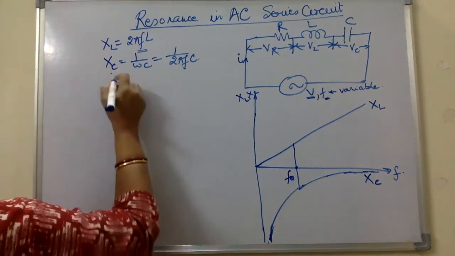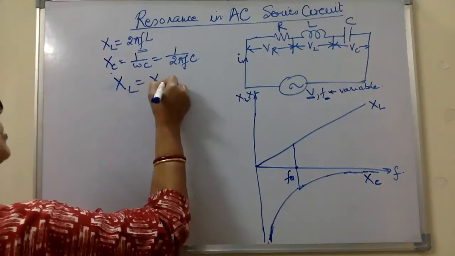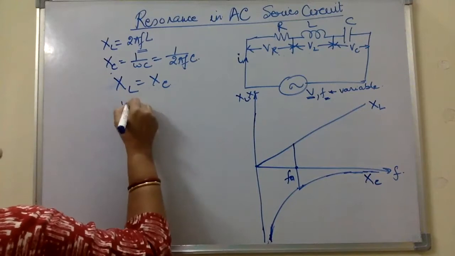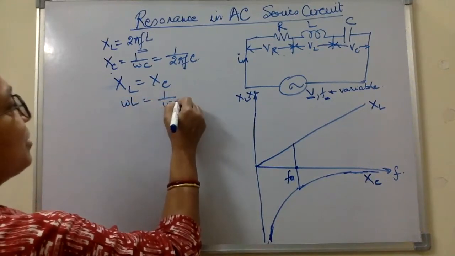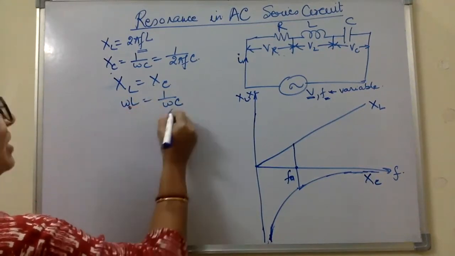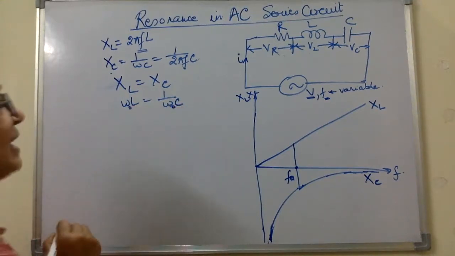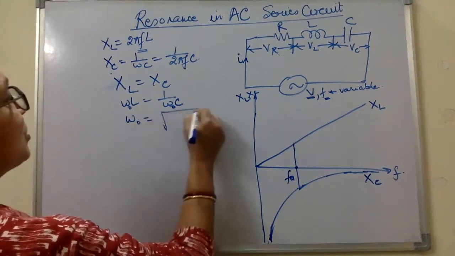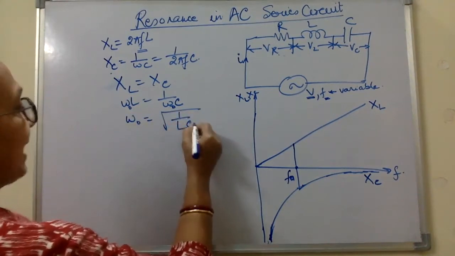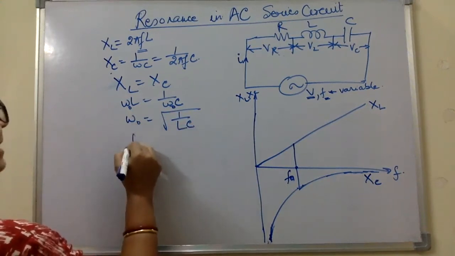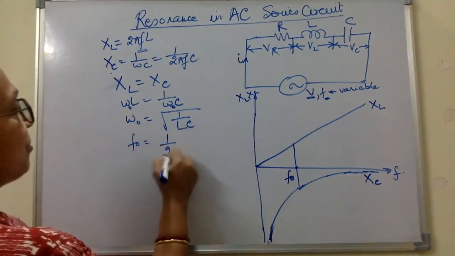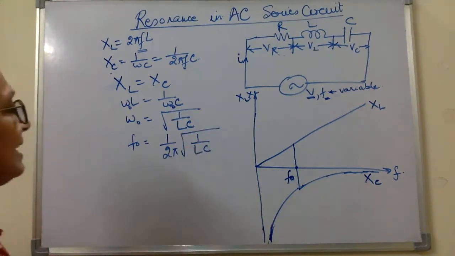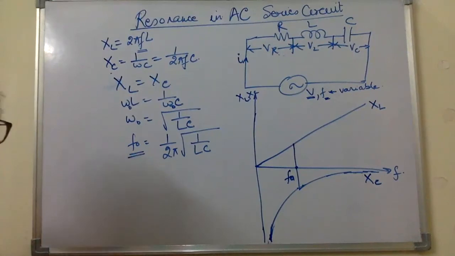So, when XL is equal to XC, you can say that your omega L is equal to 1 by omega C. That is, this is your special frequency, so we'll represent it as omega 0, and therefore omega 0 will be equal to 1 by under root LC, or you can say that F0 is equal to 1 by 2 pi under root LC. So this is your resonant frequency.